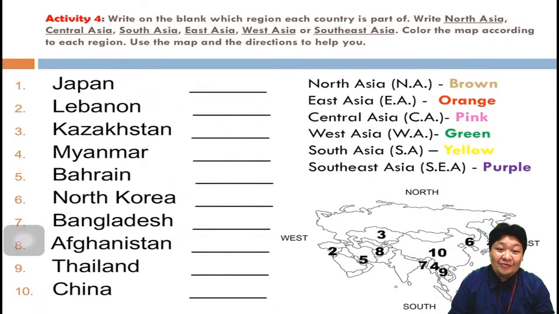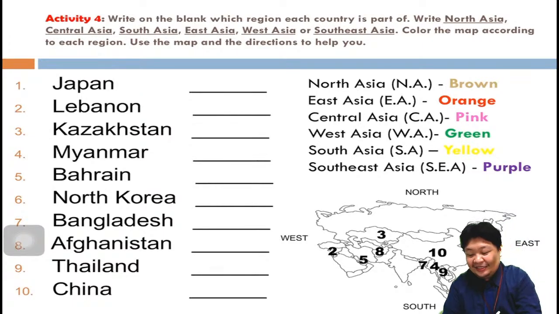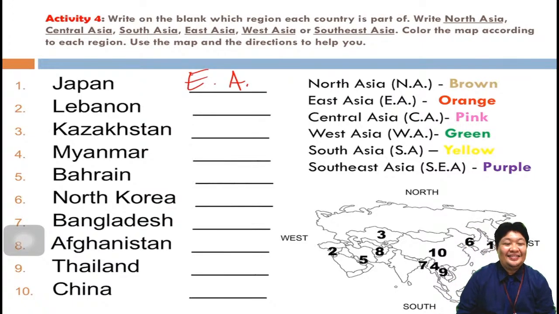And this is also another work. I gave you the worksheet as well. So I want you to write which countries belong to what region. So let's answer it. Okay, that's number 1, Japan. What is the correct answer? What part of Asia is Japan? Anyone can answer it? Okay, the answer is East Asia or EA. Okay, very good.